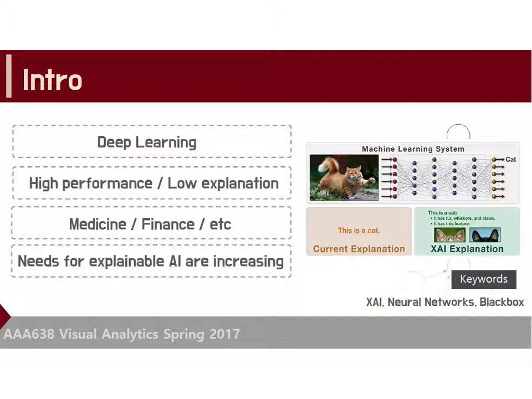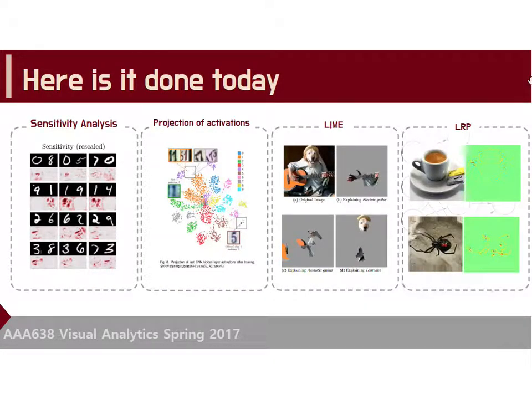So, the explainable AI program was launched to explain AI's decisions to human users, especially by DARPA. Here is what is done today. There are several approaches to explain what a neural network does. So there are many approaches such as sensitivity analysis, projection of activations, LIME, and LRP.